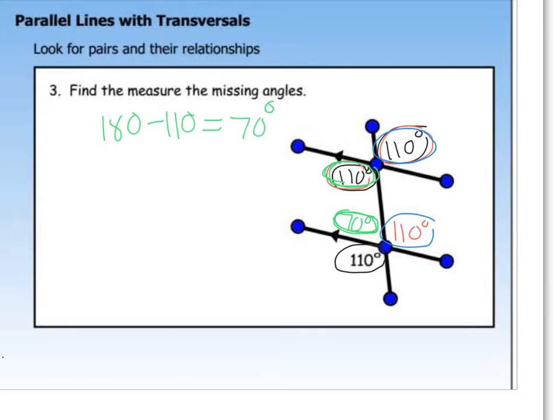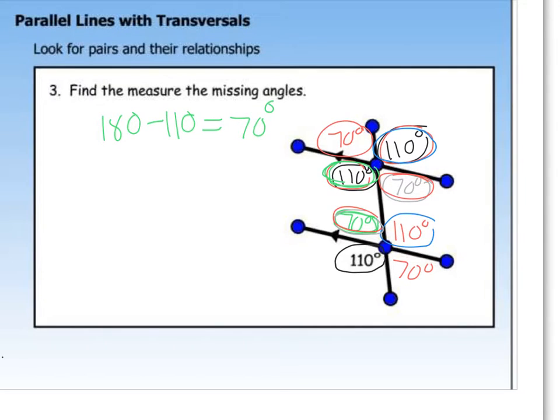What other angles would be 70? Well, isn't this angle here and this angle here alternate interior? So this would also be 70 degrees. Isn't this angle and this angle vertical? So those would be 70 degrees. And then take a look. If this is 70 degrees, again, I have another vertical angle, so that would be 70 degrees.